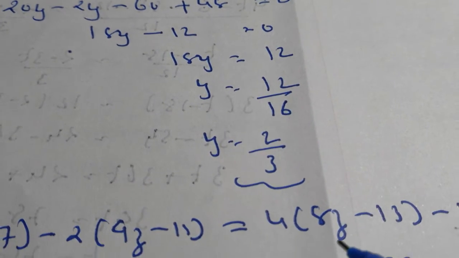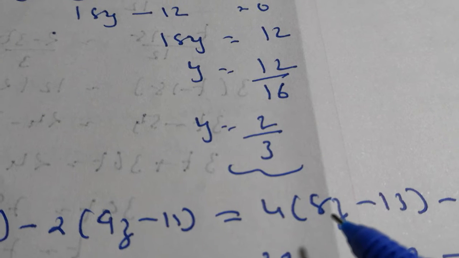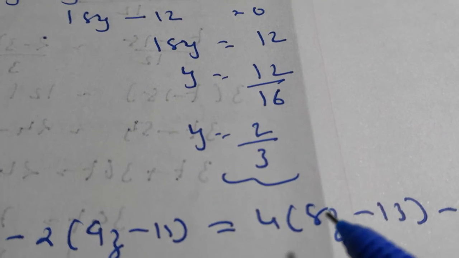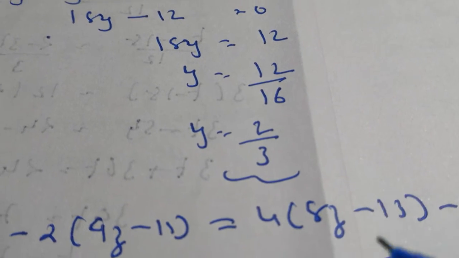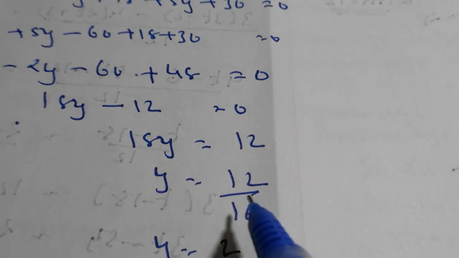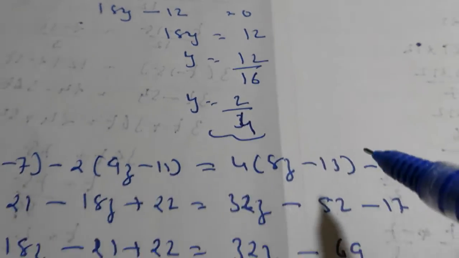So 2 6s are 12 and 2 9s are 18, 2 3s are 6, 3 3s are 9. 2 8s... 4 3s are 12 and 4 4s are 16. So y is equal to 2 upon 3.